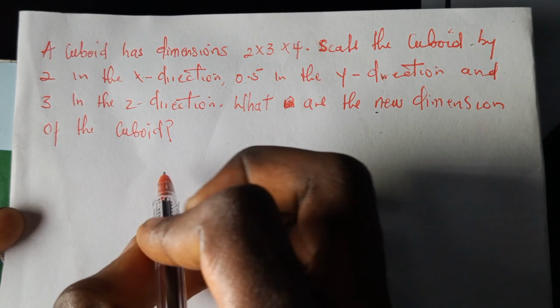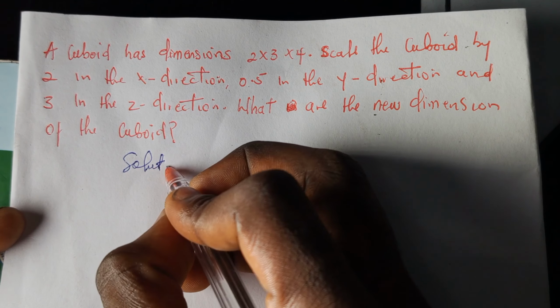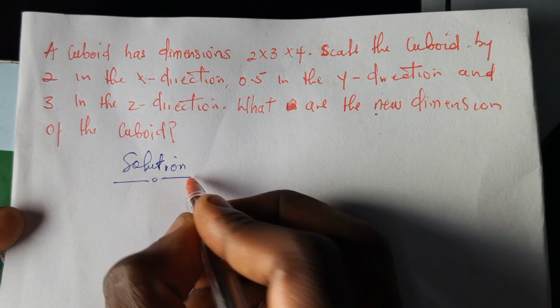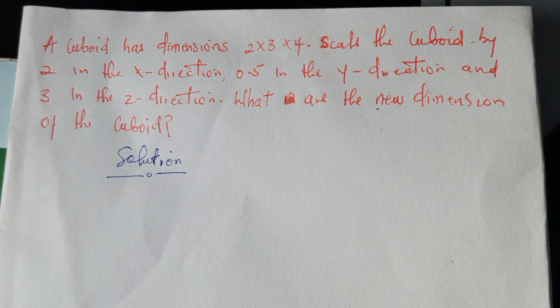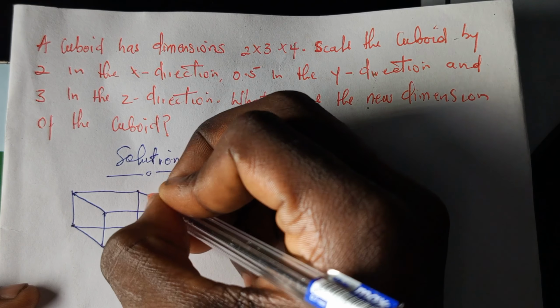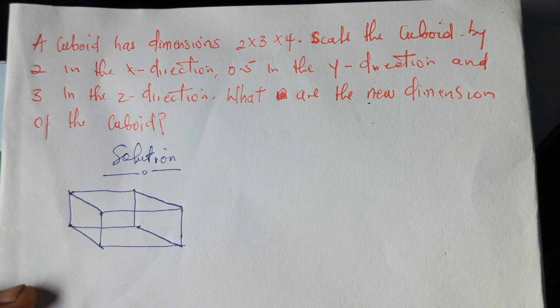Now the question says to scale the cuboid by 2 in the x direction. We have the solution here, and they mention a cuboid. If we want to draw a cuboid, it looks like this, a 3-dimensional shape, something like this. We have this, this, this, and this. This is a cuboid, and it has a dimension of 2 by 3 by 4. If we want to write the volume of a cuboid, it is length times breadth times height. This is the volume of the cuboid.